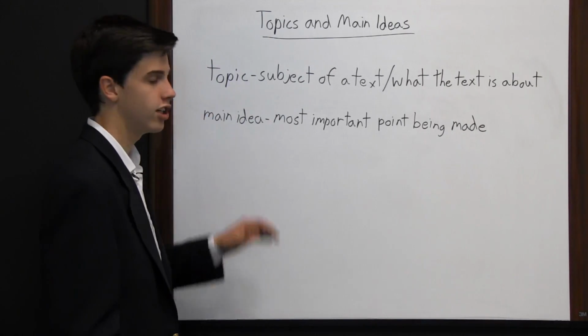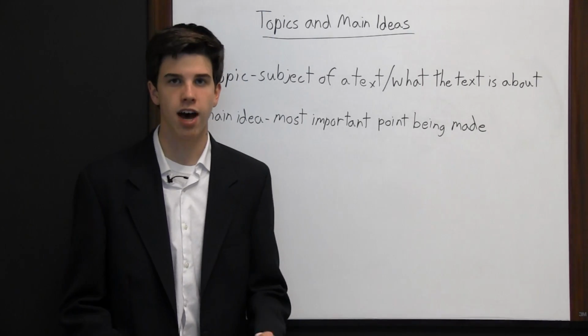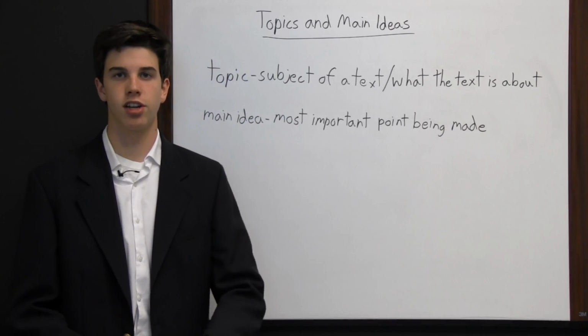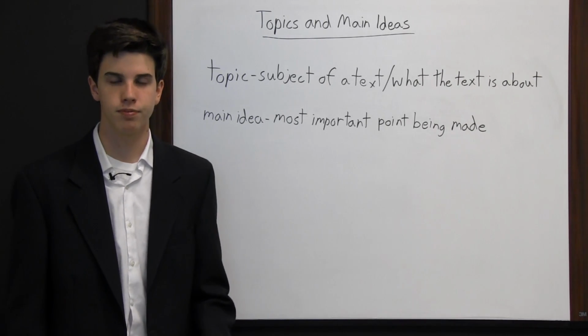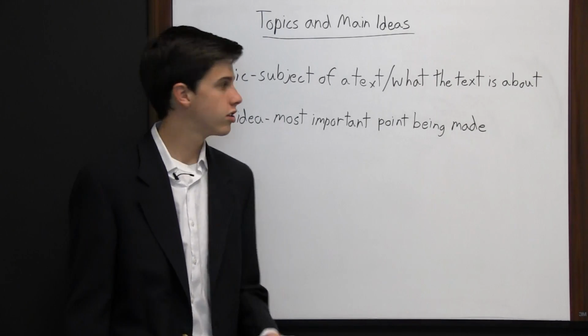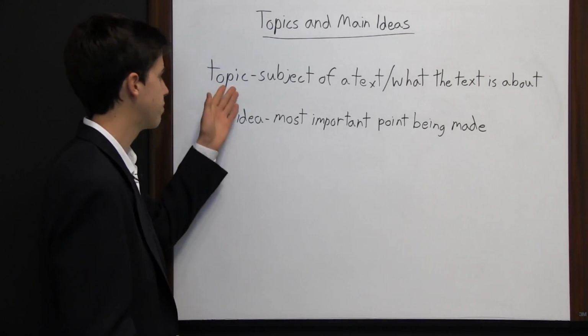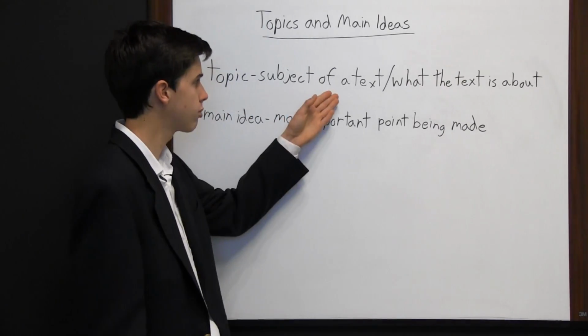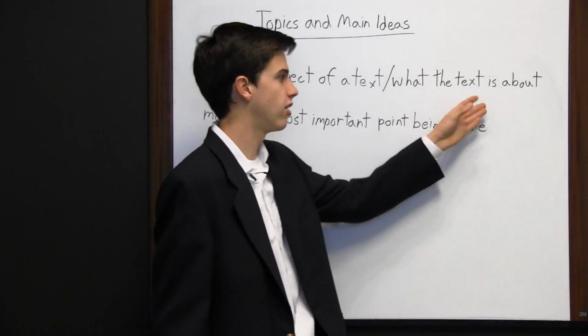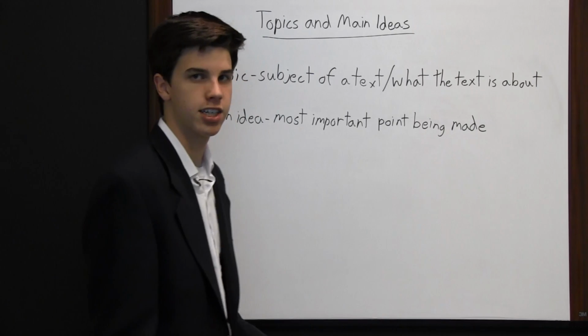A topic is very general. A topic is not specific at all. It just gives an overview of what the paper or the paragraph is about. So the topic of a paper could just be tennis. That's the subject of the text, or the text is about tennis. But the main idea is more specific.